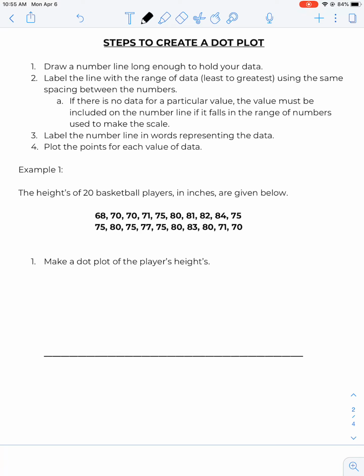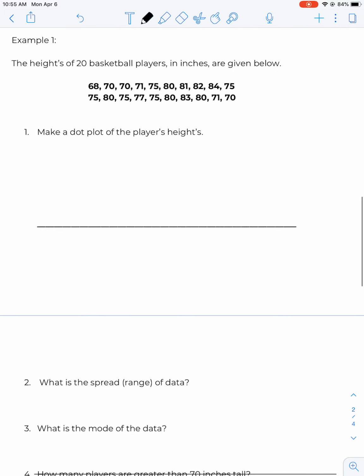Number 3, we have to label the number line in words representing the data. And 4, plot the points for each value of data. So in example number 1, we have the heights of 20 basketball players in inches that are given below, and we are going to make a dot plot of those players' heights. The first thing I'm going to do is find the smallest number and the largest number so that we know what numbers to go between in that number line. Here we have 68, which is the smallest number, and 84, which is the highest number.